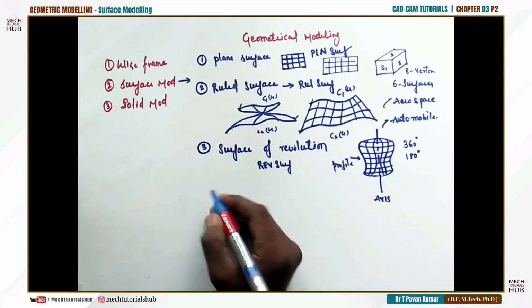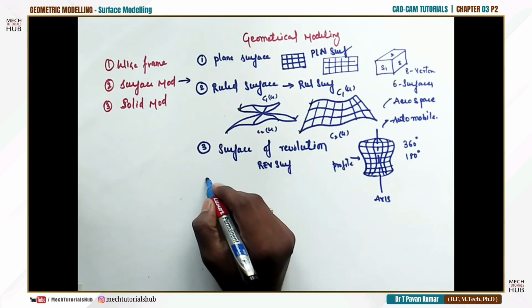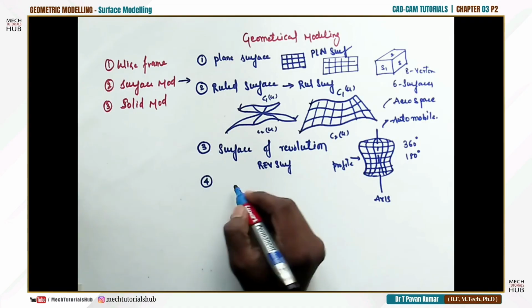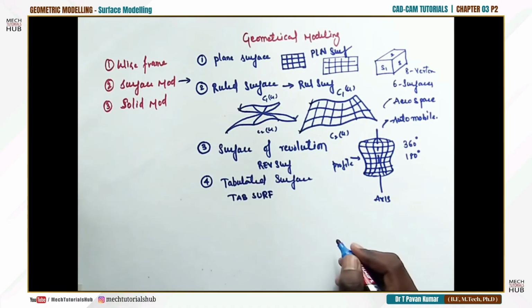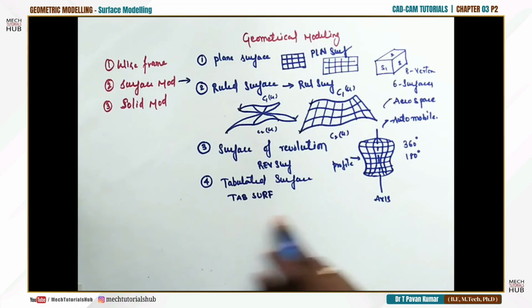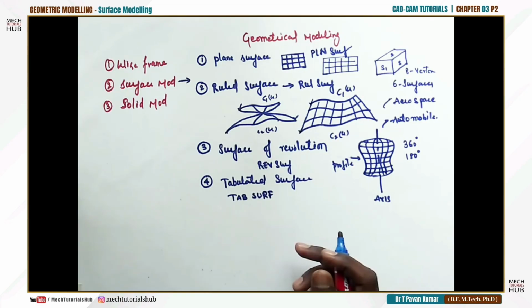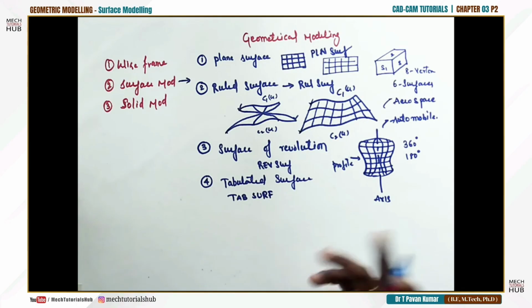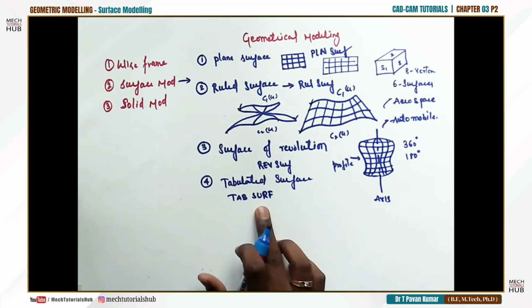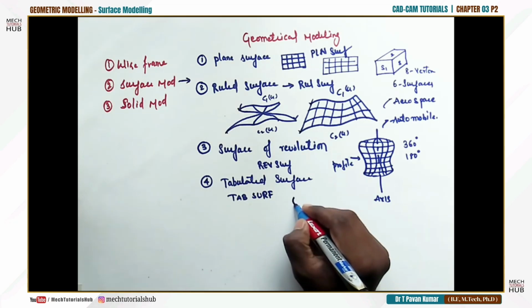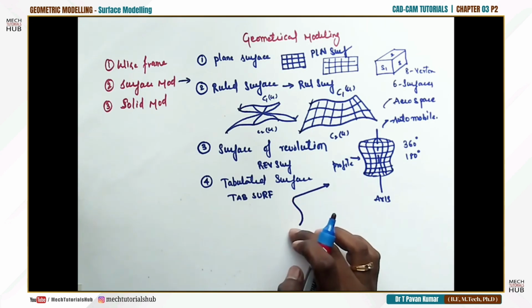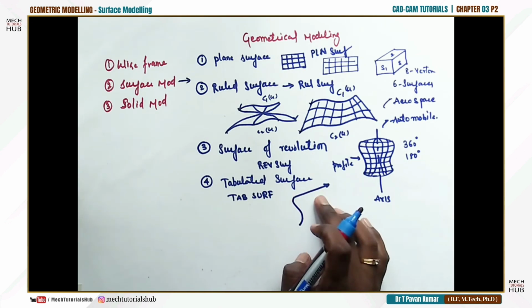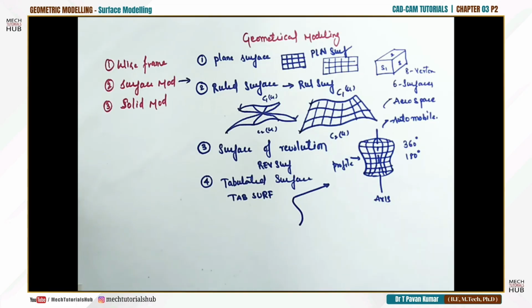This is the surface of revolution, the third one. The fourth one is the tabulated surface, and the command is TABSURF in the AutoCAD command prompt. Once you say TABSURF, it will ask you to select the profile followed by the direction. So before you type this, you need to have a profile followed by a direction. The profile has to be drawn in one plane and the direction has to be drawn in a plane perpendicular to the plane where you drew the profile.